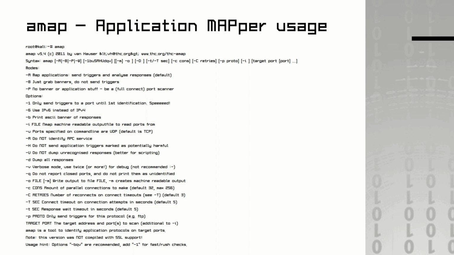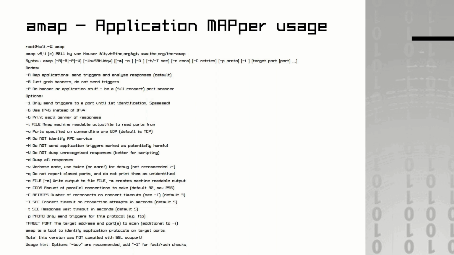The 1 will only send the triggers to a port until the first identification. It is very speedy in this. And the small hyphen 6 will use the IPv6 instead of IPv4 protocols. And small hyphen B will print the banner for the responses only.